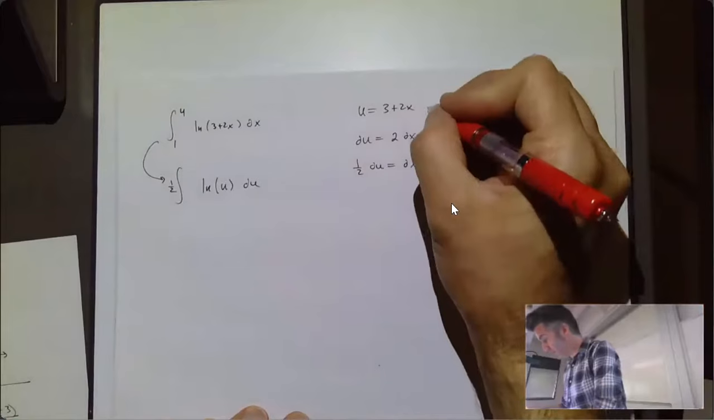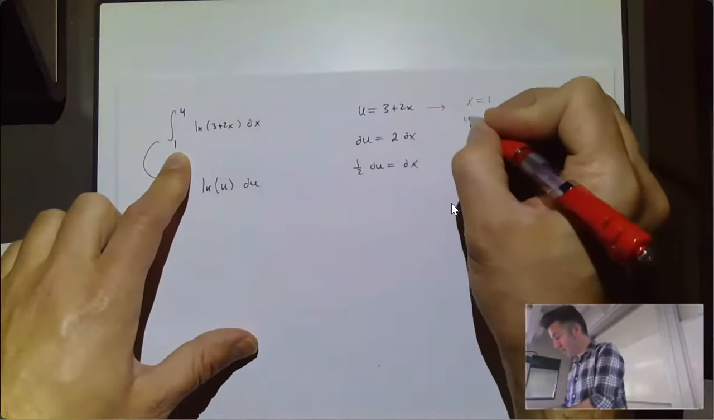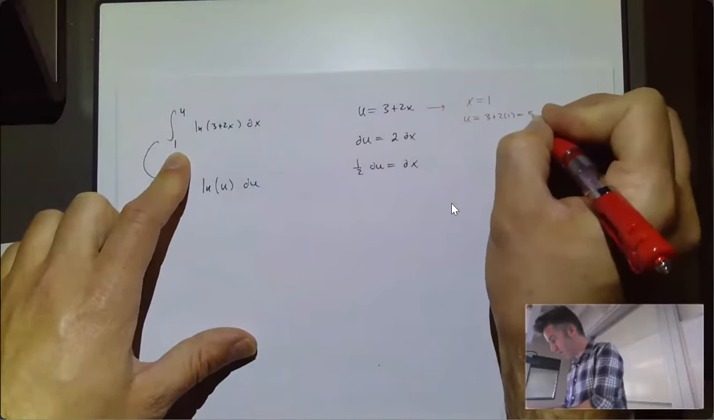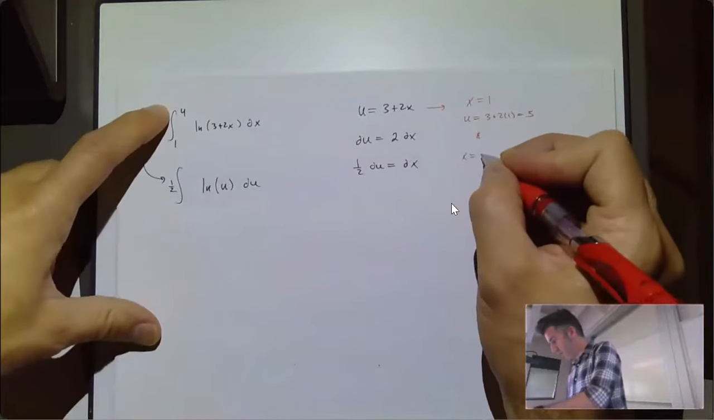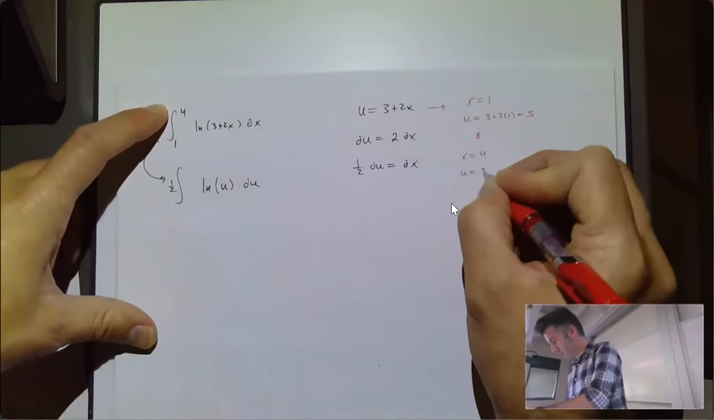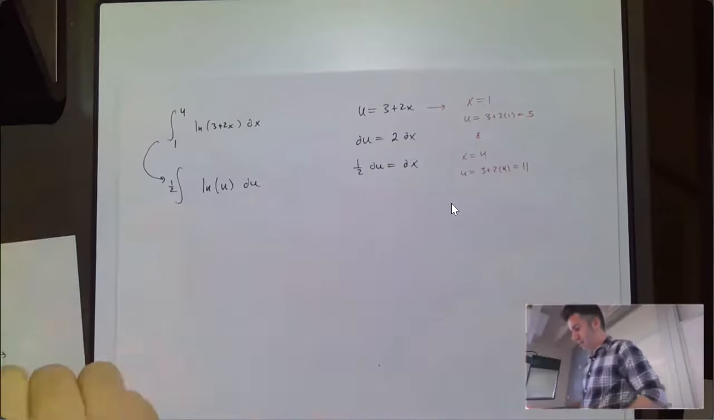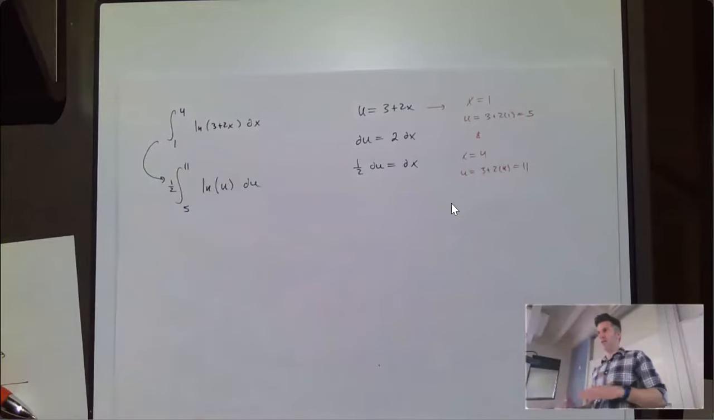So if x equals 1, we're going to get u equal to 3 plus 2 times 1, which is 5. And if x equals 4, u is going to equal 3 plus 2 times 4, which is 11. That's a good sign, right? My previous integral had some 5s and 11s in there, so it seems sensible that my new limits being 5 and 11 probably makes sense.